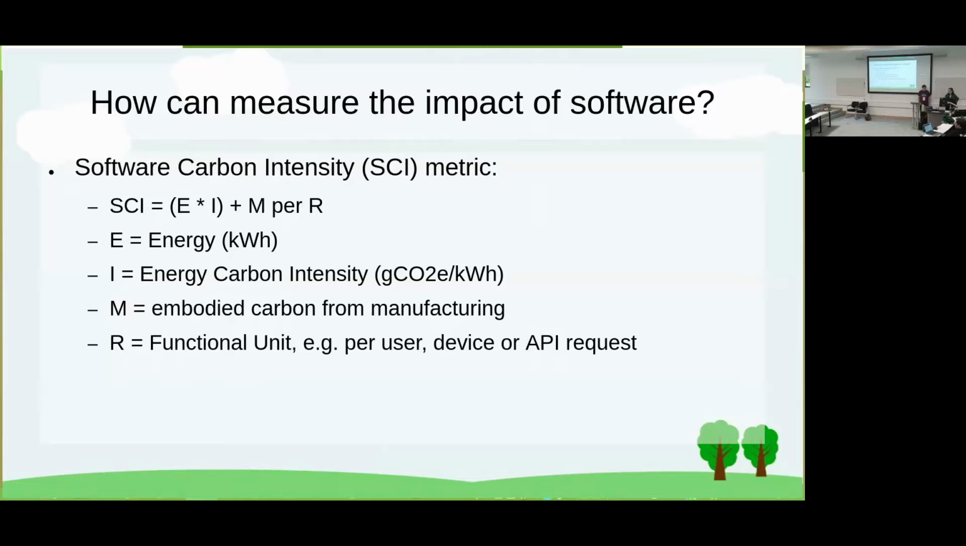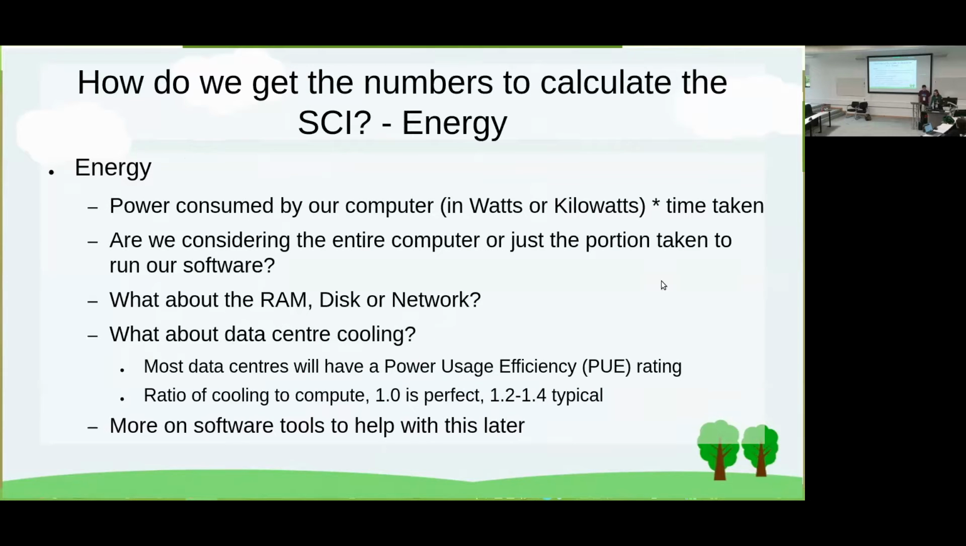So the full equation, and remember this, I feel like, oh, there is a whiteboard. Maybe I can write it down because we're going to go on to cover these variables in more depth. Is that the software carbon intensity metric? Yeah, I'll try and write and talk at the same time. The SCI is E multiplied by I plus M per R. See if this works. And that is a metric to measure the impact of software. So we'll go on to see how this works in a bit more detail.